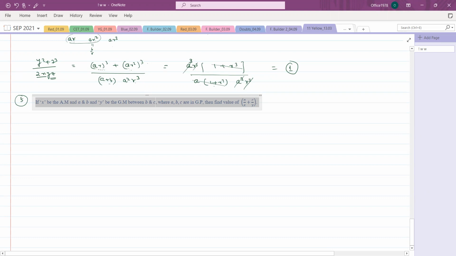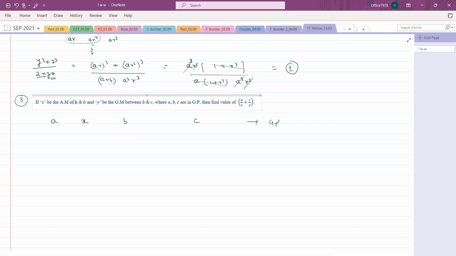X with the arithmetic mean. ABC are in GP. X with the arithmetic mean of A and B. And Y with the geometric mean between B and C.